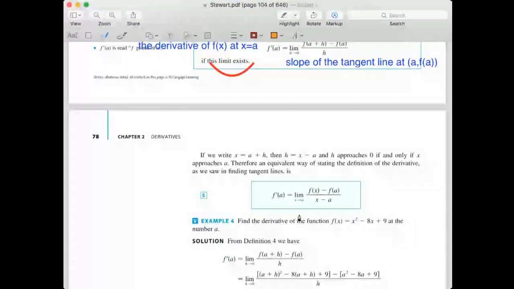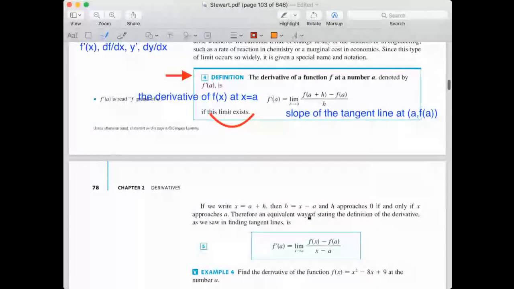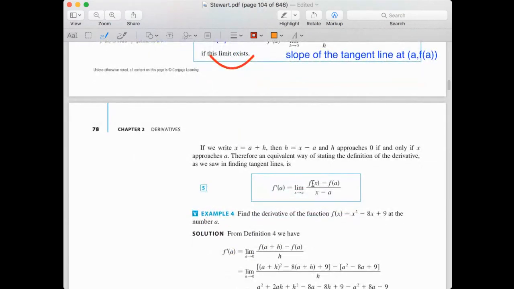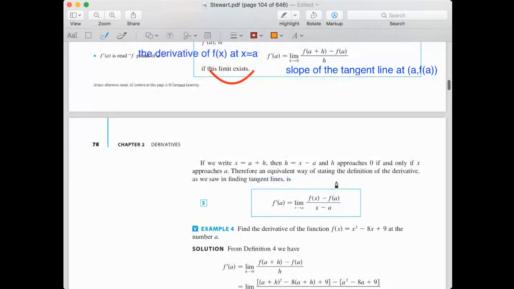Well, in another way, we can write this way: f prime of a equals the limit as x approaches a of f of x minus f of a, divided by x minus a. Same thing, right? In this case, here we have 2 points, a, f of a, and a plus h, f of a plus h. Here we have the 2 points, x, f of x, and a, f of a. But those two exactly mean the same thing.